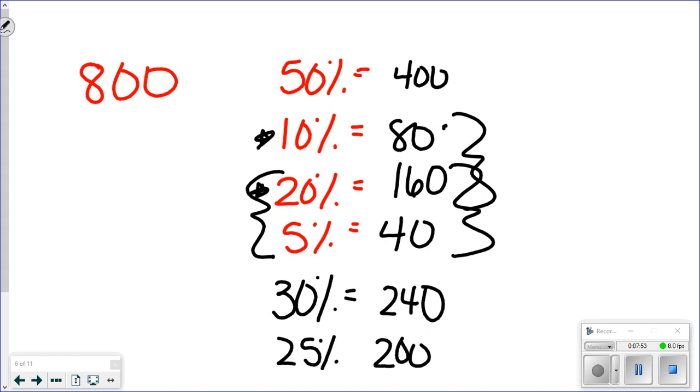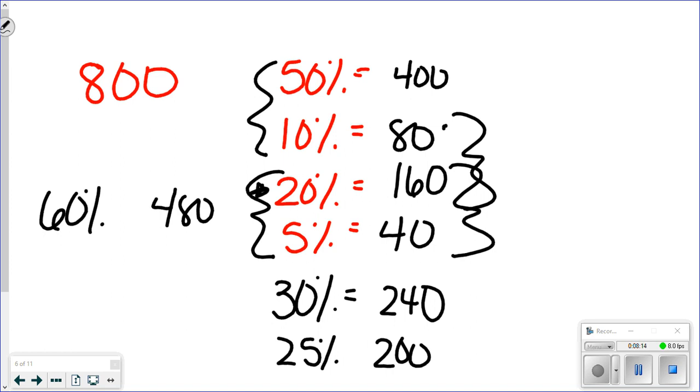So basically, if you find 10%, you can find anything else. You can also find 50. So let's say I wanted you to find 60% here. So there's a lot of ways you could find 60%. You could take 10% times it by 6. You could take your 50 and your 10 and you could add them together. That would be 480. You could take 20% multiplying by 3. There's so many ways you could find these percents out by just basing off of 10% and 50%.